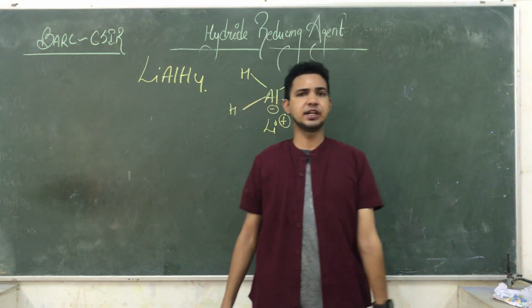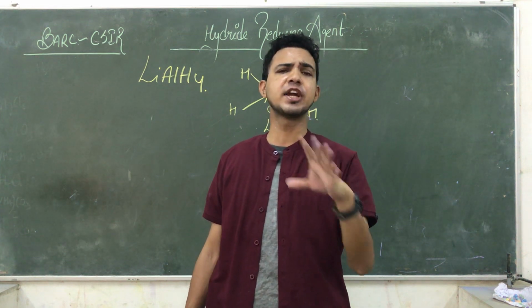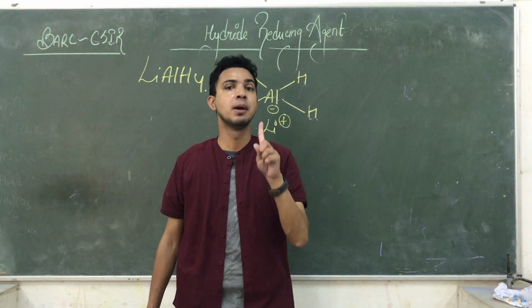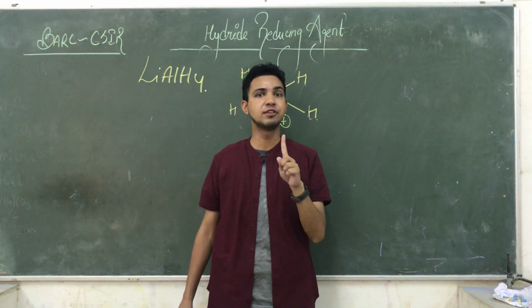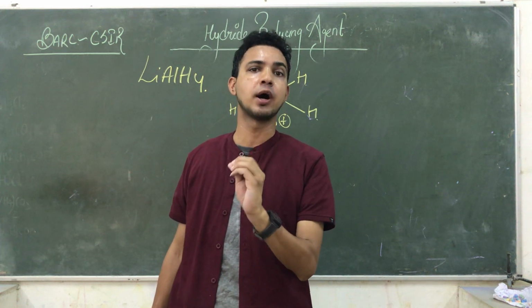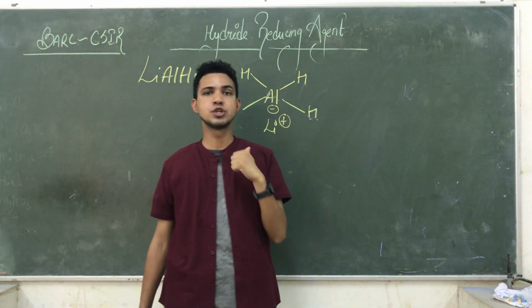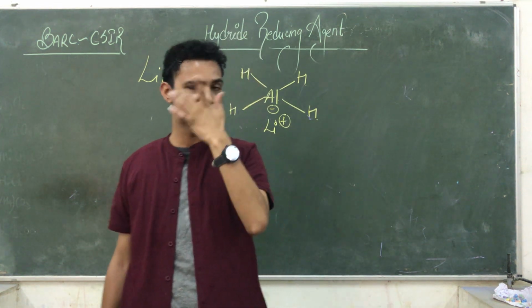When they participate in any chemical reaction, they have the tendency to reduce each and every kind of functional group. But they are not able to reduce all types of double and triple bonds. Only selective kinds of double and triple bonds are reducible by using LiAlH4. I am giving you some reactions and information related to that also.